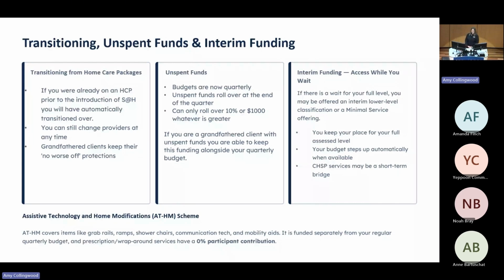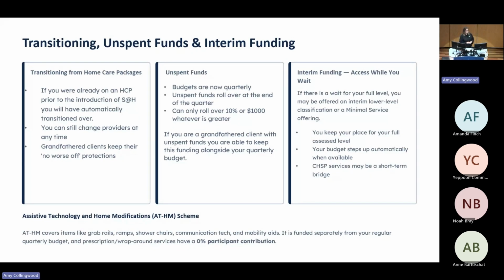But it was quite a big transition because they went from having these package funds where they could build unspent funds and save up for products to suddenly moving across to a quarterly budget and not building up thousands and thousands of dollars of unspent funds. So now, and I don't know if there's anyone in the room or people that have known people, they'd have a home care package level 4 and they might have $15,000 in unspent funds. They got to keep that as a grandfathered client, but moving forward, we're no longer able to build up huge amounts of funds like that.